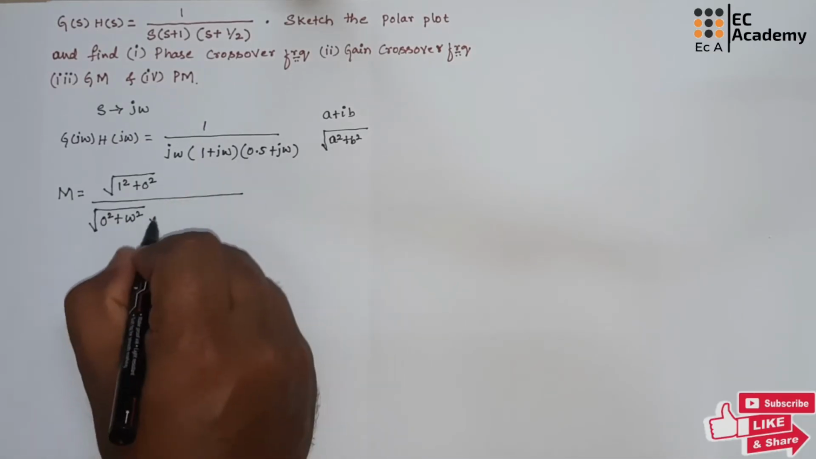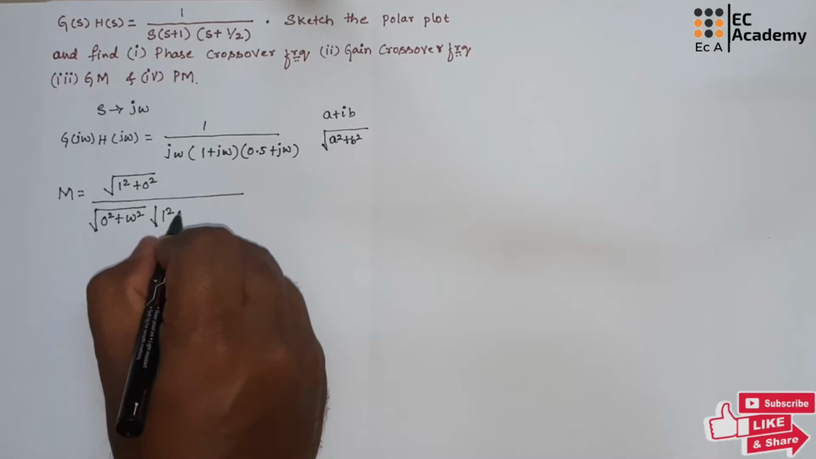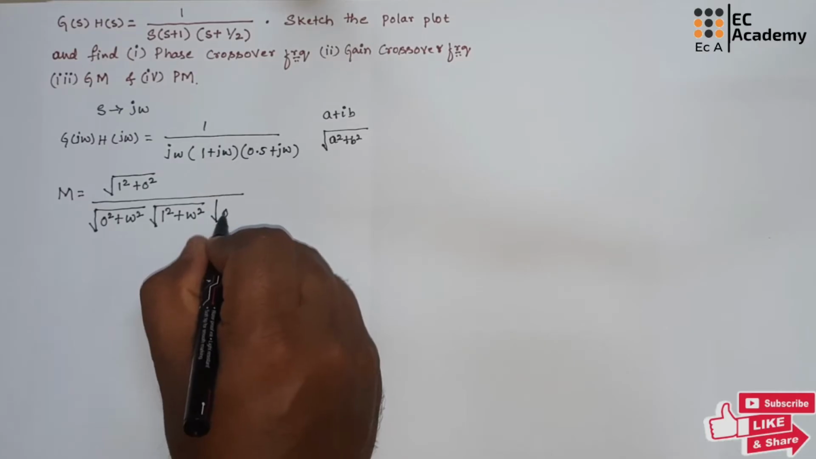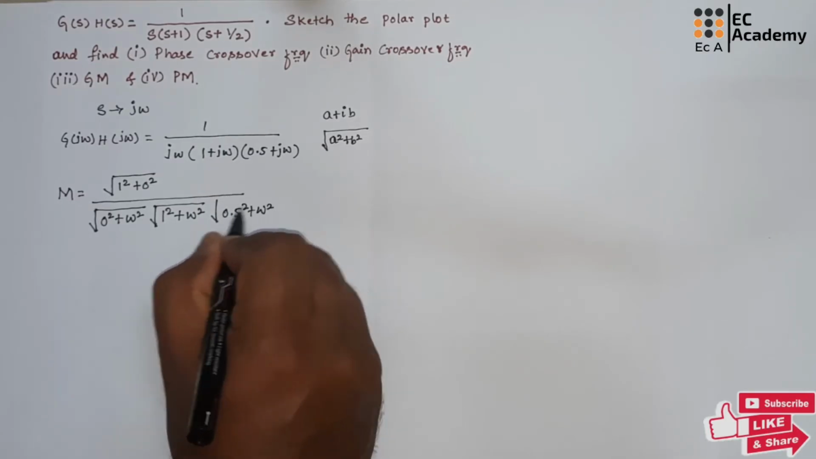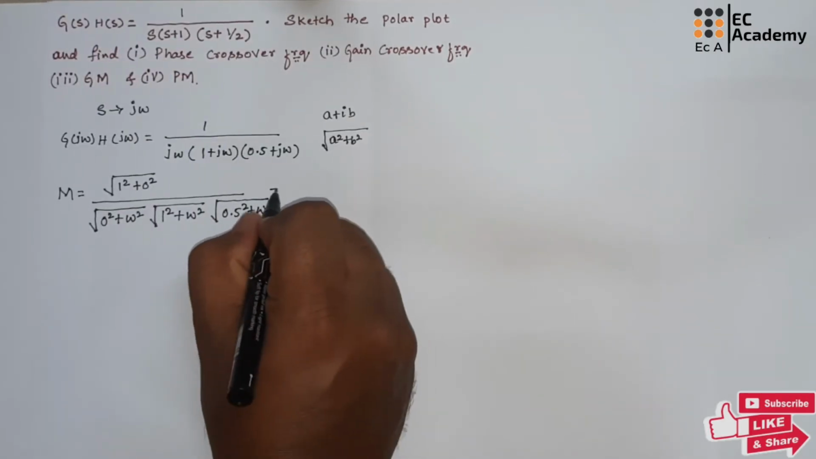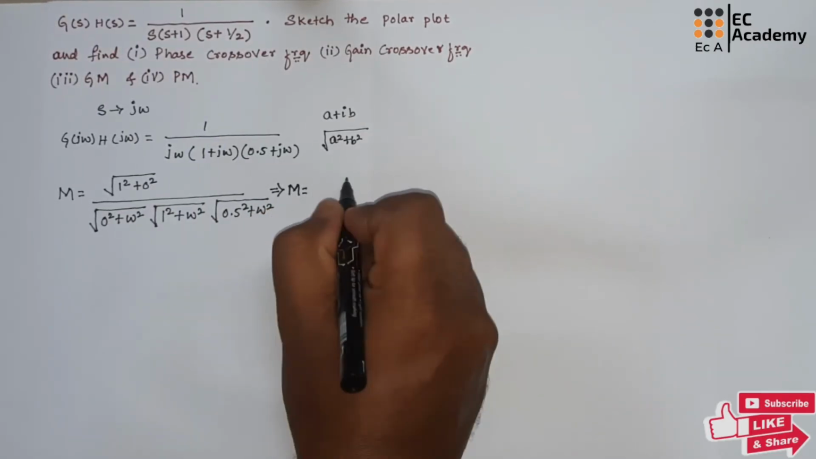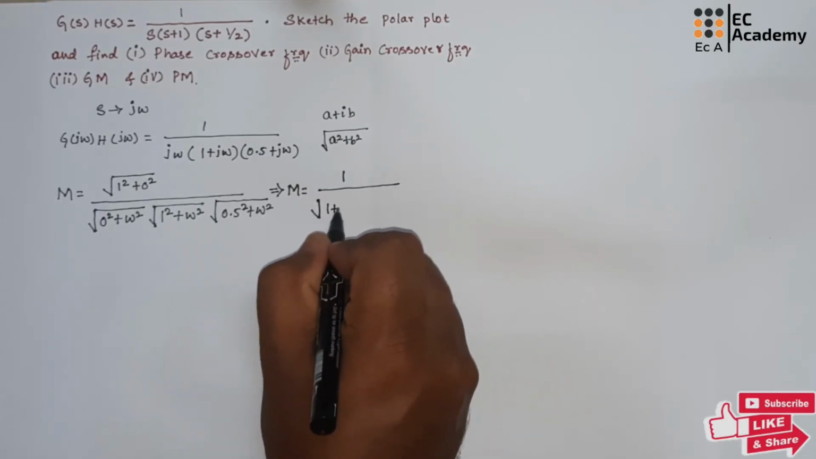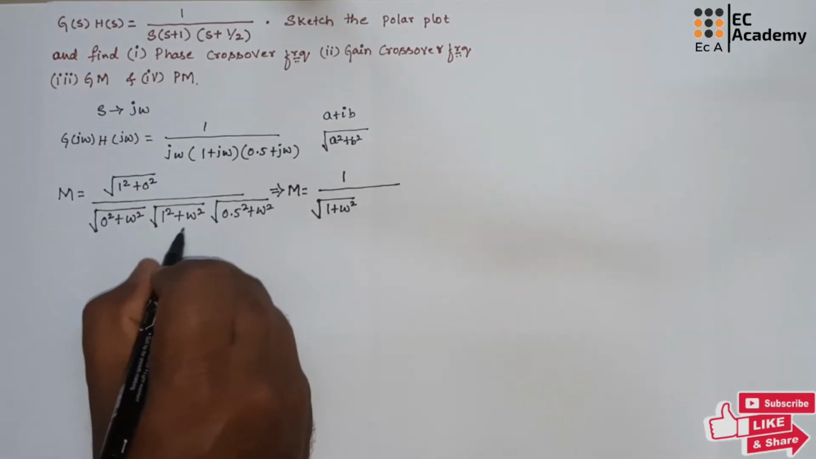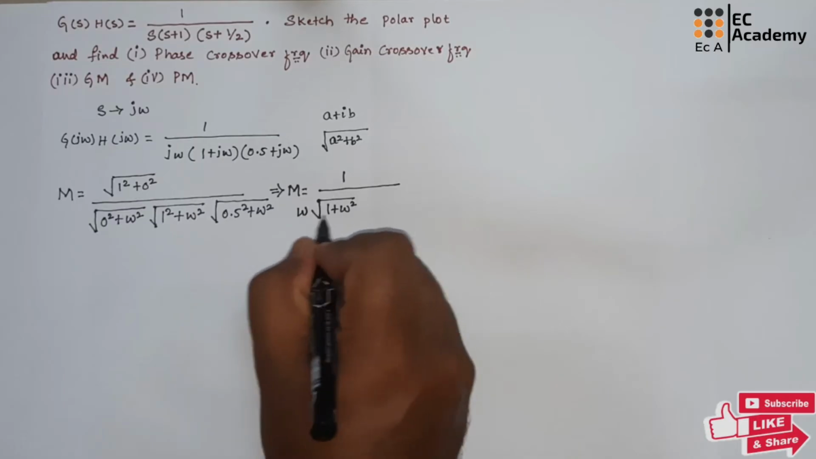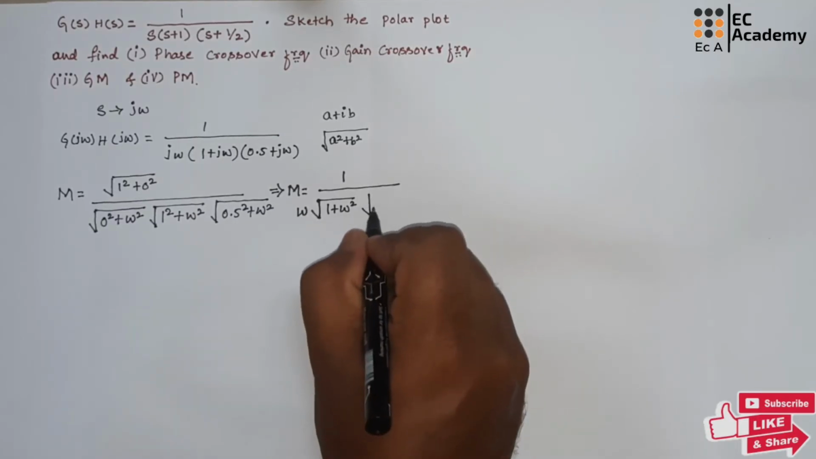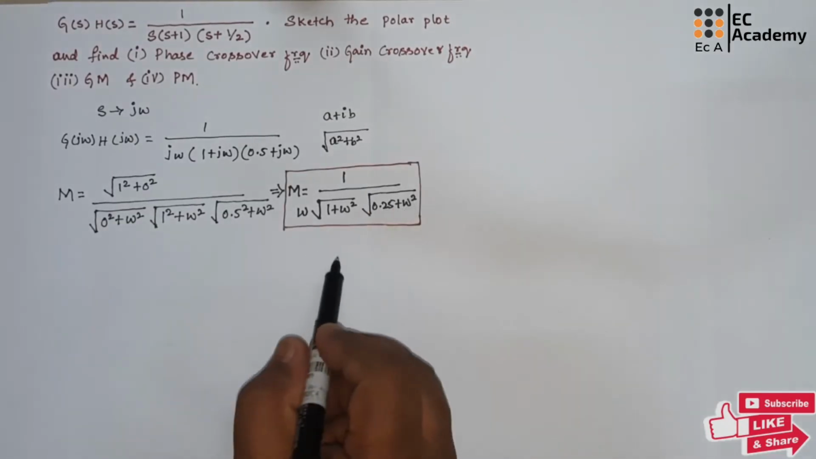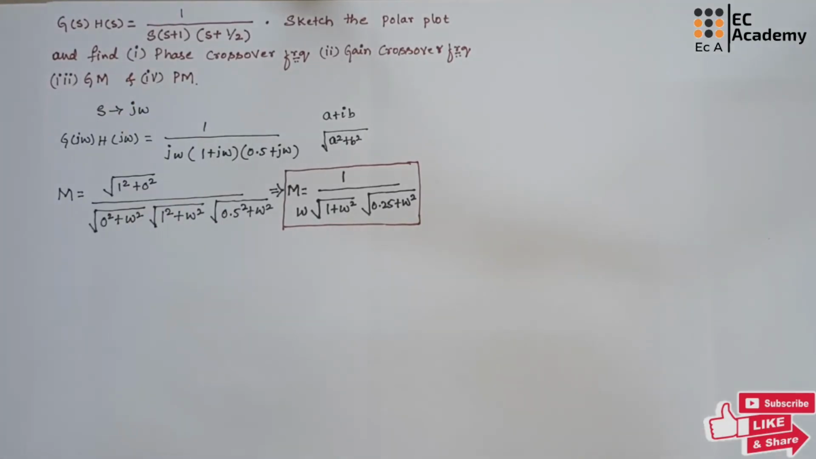For the second term we can write this as square root of 1 square plus omega square. For the third term we can write it as square root of 0.5 square plus omega square. So from this we can write the magnitude as 1 divided by omega for the first term, square root of 1 plus omega square for the second term, and square root of 0.25 plus omega square for the third term. So this is the expression for magnitude for the given transfer function.